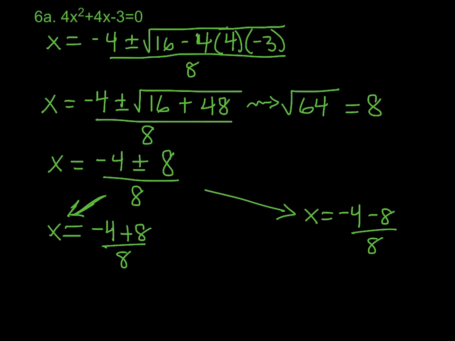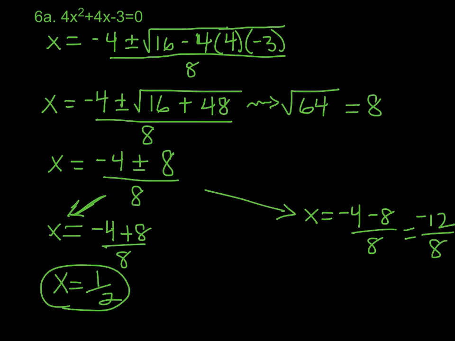Okay. So if we look on the left here, negative 4 plus 8 is 4, and then 4 over 8 is just 1/2. So there's one answer. All right, over here on the right, I have negative 4 minus 8, and negative 4 minus 8 is negative 12 over 8. And then if I reduce that, because both of those numbers are divisible by 4, that would be negative 3/2. And there are your two answers.